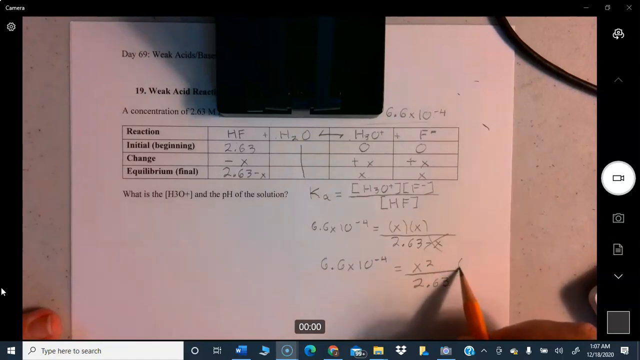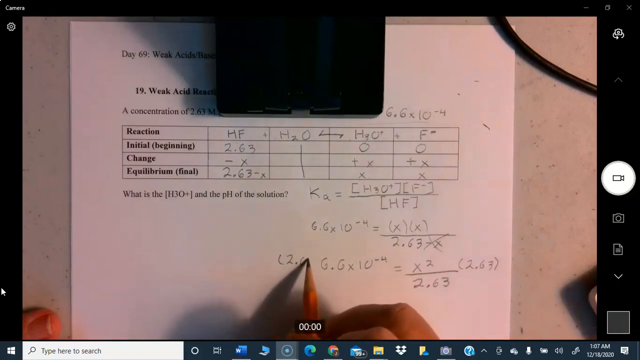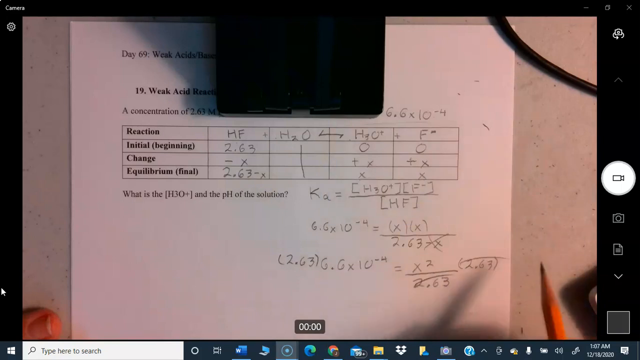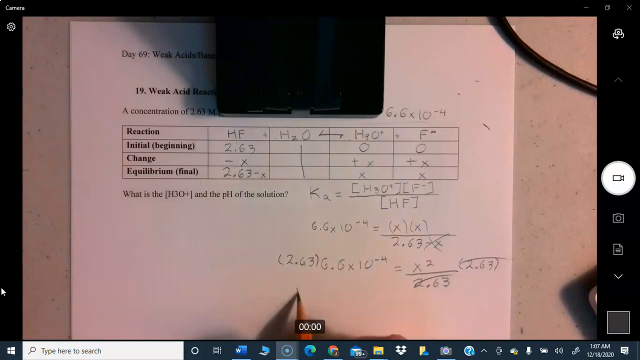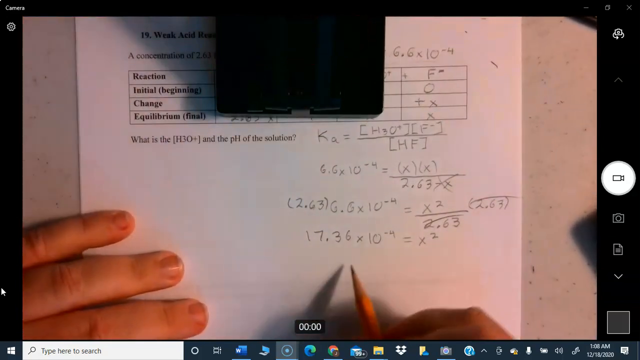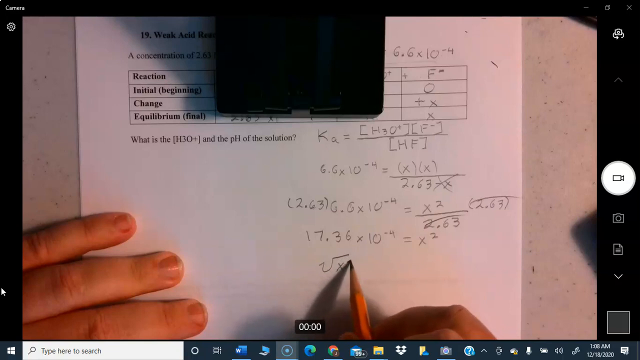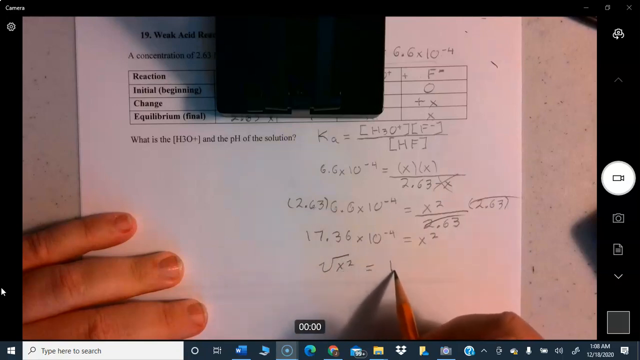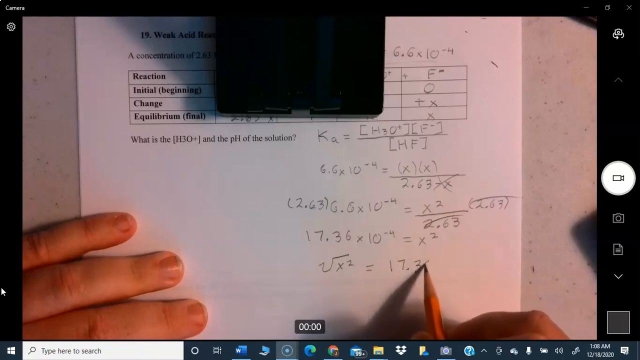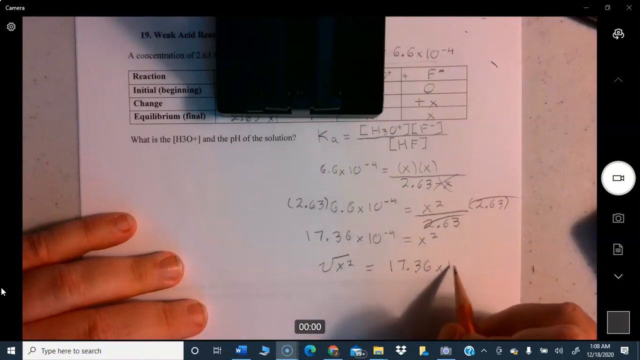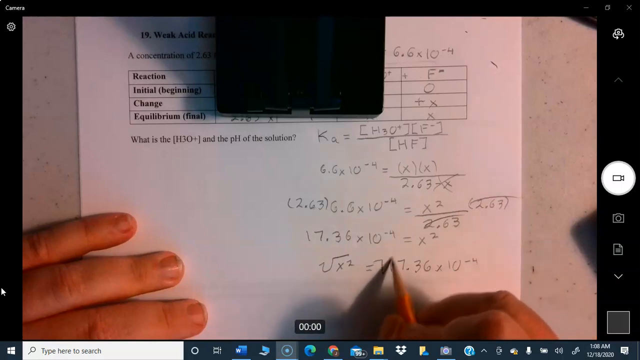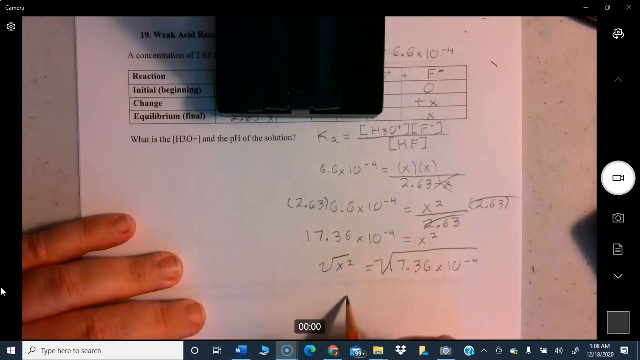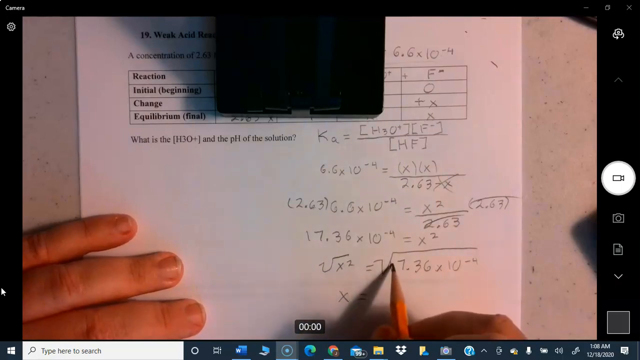Okay, now we're ready to simplify, multiply both sides. Okay, and then we're going to multiply these two together. Okay, I'm going to just switch sides on everything, and we're going to take the square root of x squared. You don't need to adjust the decimal here because you're not at a final answer yet. Okay, so the square root of x squared gives us x.